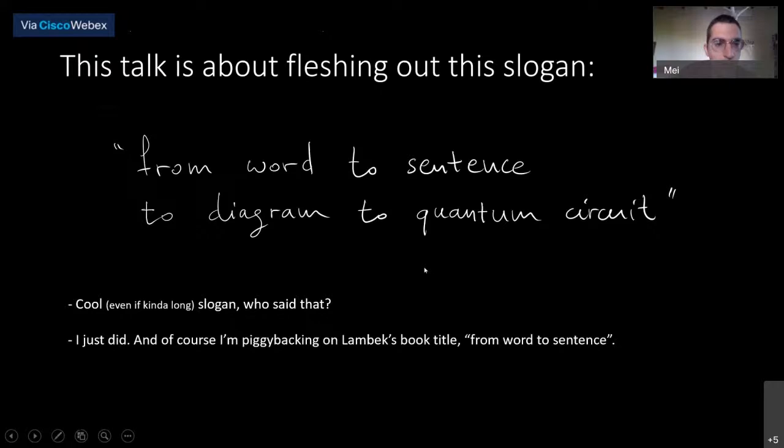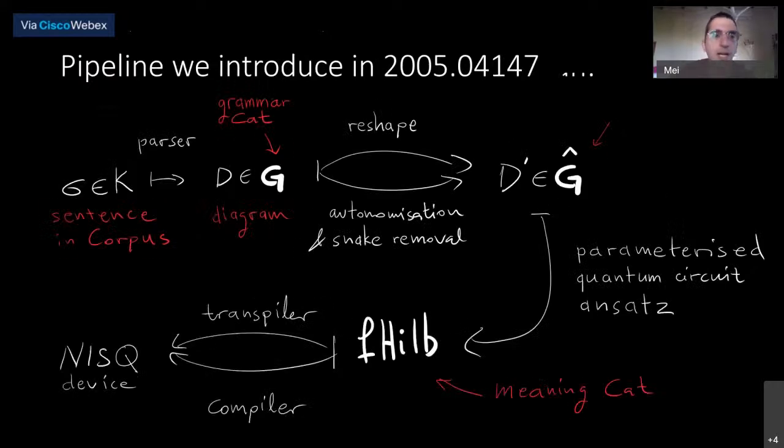This talk is about fleshing out this slogan that I just made up, from word to sentence to diagram to quantum circuit, which is basically expanding on Lambek's book title, From Word to Sentence. And this is the whole pipeline, a high-level view of the paper that we wrote. This whole talk is about taking you through these arrows that are drawn here.